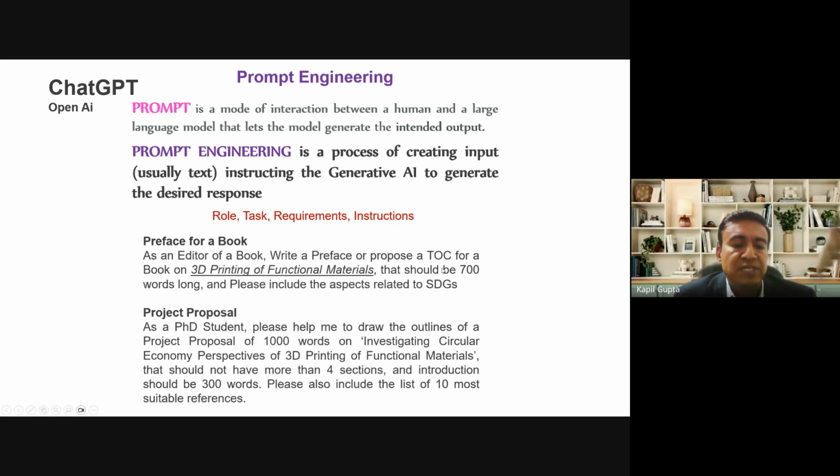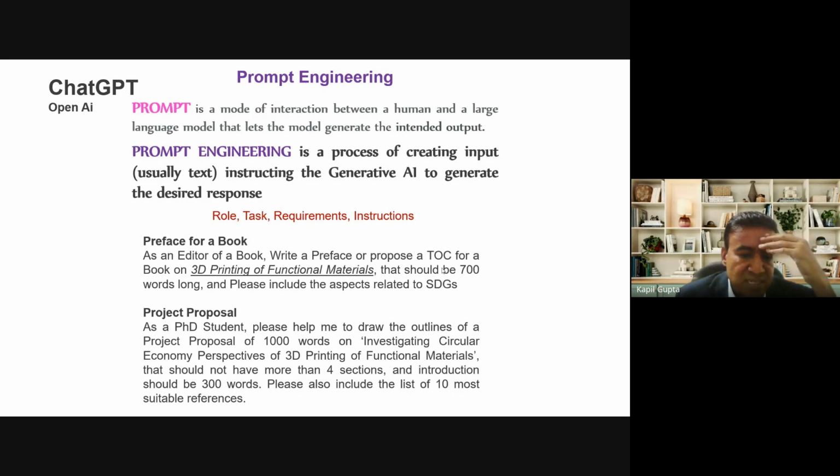Some examples which we can use now in the demo: as an editor of a book, write a preface or propose a TOC for a book on 3D printing of functional materials that should be 700 words long, and please include the aspects related to sustainable development goals. Just for an idea to further brainstorm. For junior faculties, for scholars who are new, there is no harm in taking ideas from these AI generators.